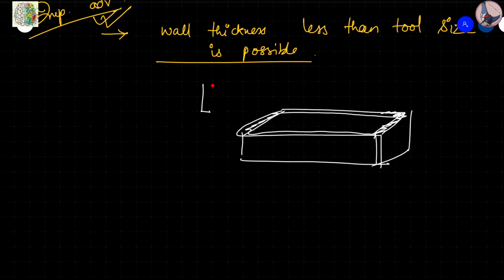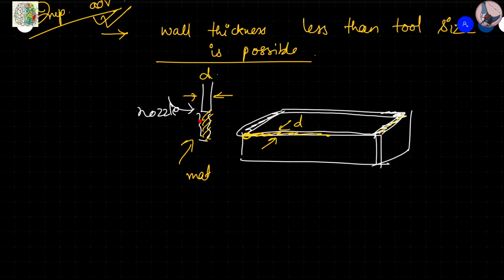You will have one nozzle. This is your nozzle through which material will come out and it will keep on depositing. This is the material. So if your nozzle size is D, then the minimum wall thickness you can get is D only. It will form like this, one layer, then second layer. So this wall thickness is dependent on this D. Whatever the nozzle size, that is the minimum. Understood? This wall thickness cannot be less than this D.